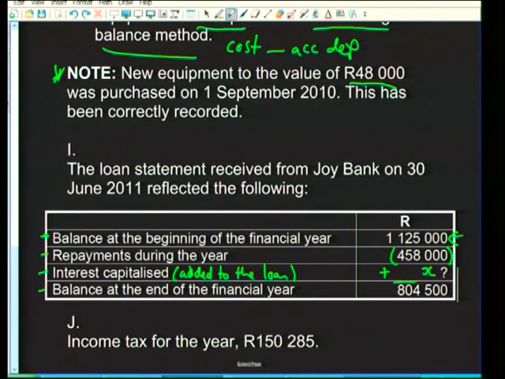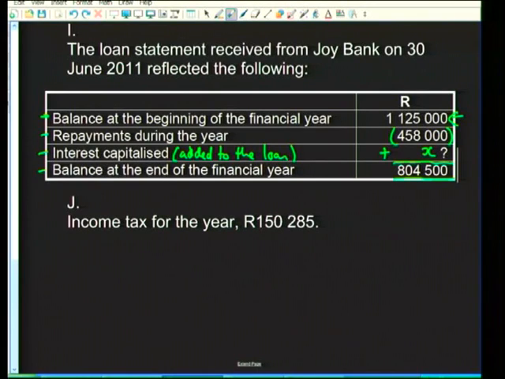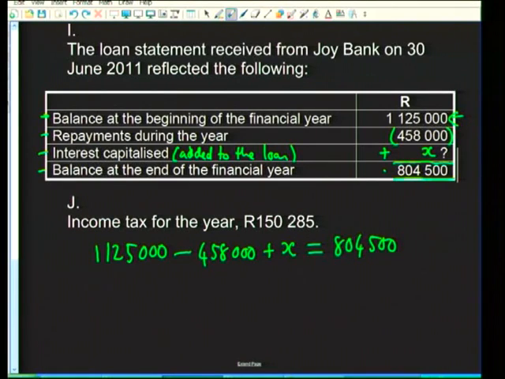And the answer to the sum is 804,500 Rand because that is the balance at the end of the financial year. So what we would do if we wanted to calculate what X is, we'd say that we started with 1,125,000 Rand. We repaid 458,000 Rand, and if we add the interest, which is X, we're going to get the final answer here of 804,500 Rand. Now it becomes very easy because all you have to do is solve for X. X is the interest that we want to calculate.